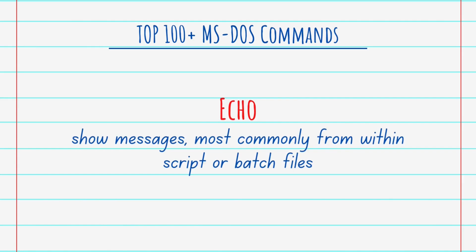Okay, next is echo. The echo command is used to show messages, most commonly from within script or batch files. The echo command can also be used to turn the echoing feature on or off.